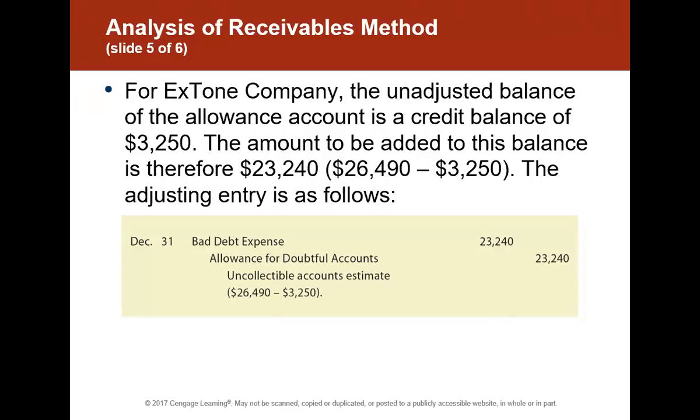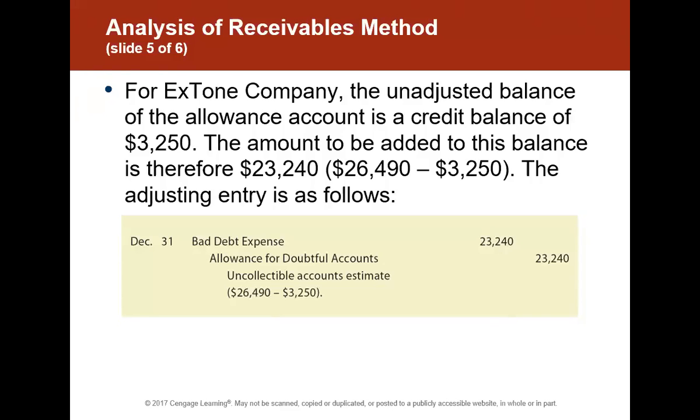So, at the end of last year, we credited allowance for doubtful accounts for whatever we thought was going to be uncollectible. Throughout the year, again, we debited specific accounts to write them off. So it's telling us at the end of this year, before we do our new adjustment, allowance for doubtful accounts has a credit balance of $3,250.